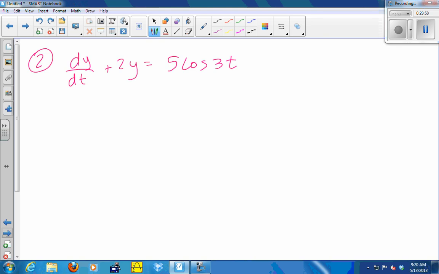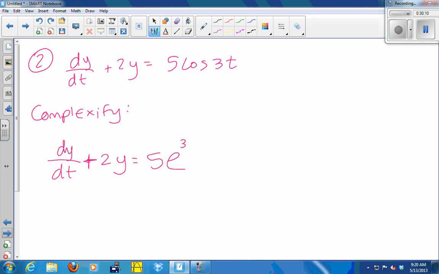So yes, we could complexify because it's easy to make guesses for exponentials. So we could write this as dy/dt plus 2y equals 5e to the 3it. That says 5e to the 3it is 5 times cosine 3t plus i sine 3t. So those are not equivalent equations. I have replaced the 5 cosine 3t with this, but these are not equal.